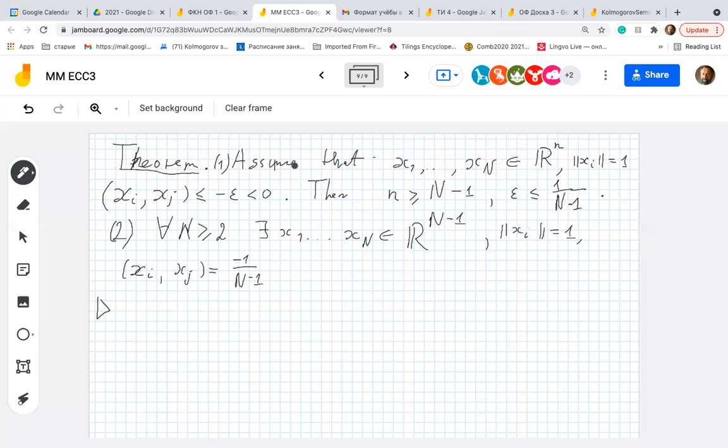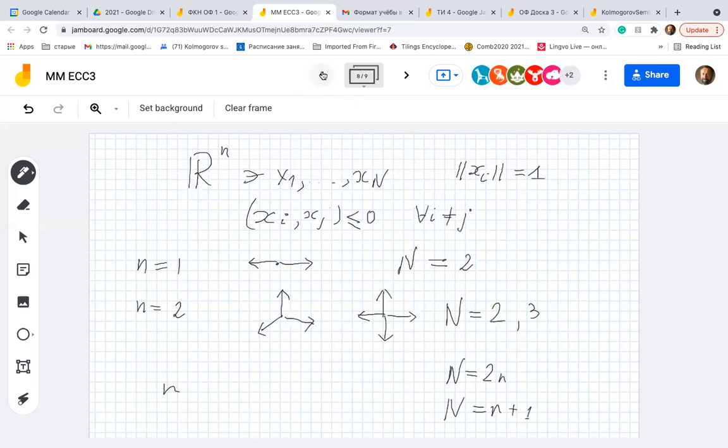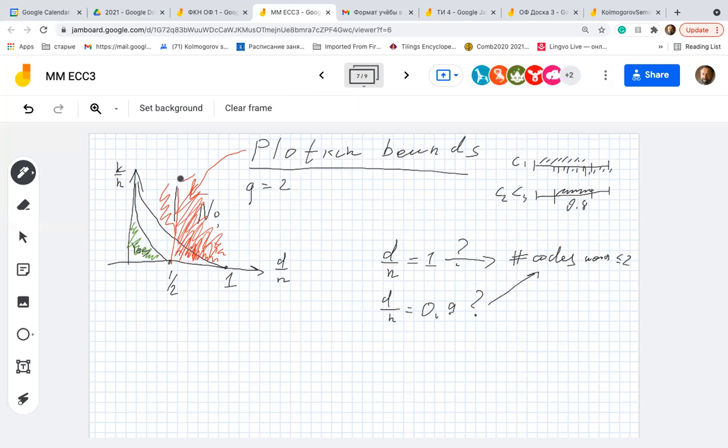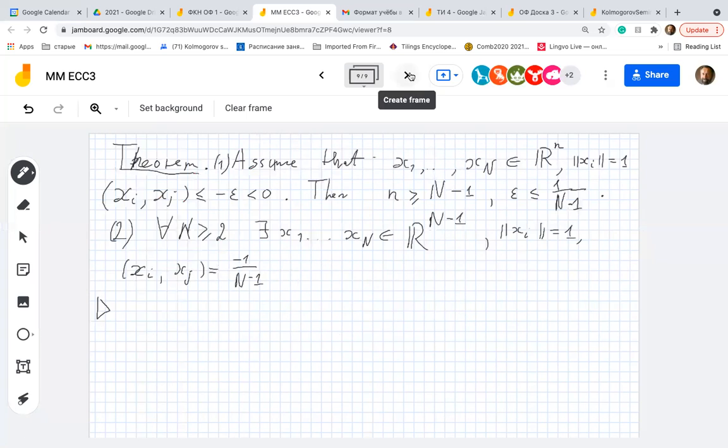This purely geometrical theorem will apply to the Plotkin bound, as I said, for the binary alphabet and also for arbitrary alphabet. I forgot to say that for arbitrary alphabet, the Plotkin bound will state the same thing, but instead of 1/2, we will have 1 minus 1 over q in the general case. So in the general case, the Plotkin bound states that there is no code with relative distance larger than 1 minus 1 over q in the case of a q-letter alphabet. Okay, let's prove this geometrical statement.